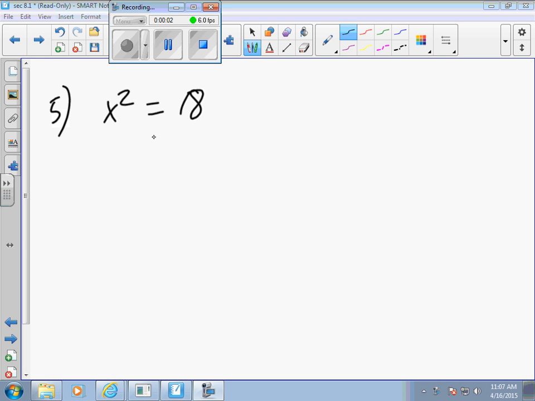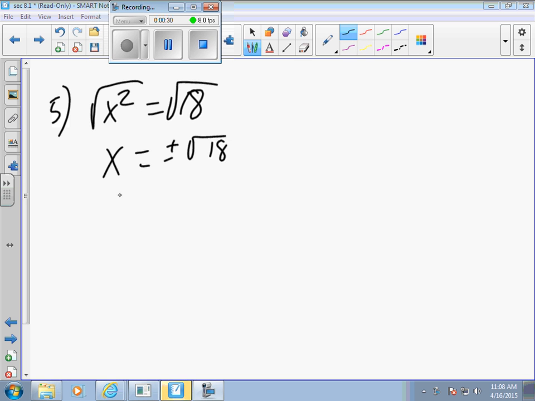Here we are on section 8.1, starting a new chapter, and we're going to be solving things with x squareds in them. For this number 5, because the x squared is by itself, I am going to square root both sides. When I square root both sides of an equation while solving it, I'm going to have to add a plus or minus in front of it.